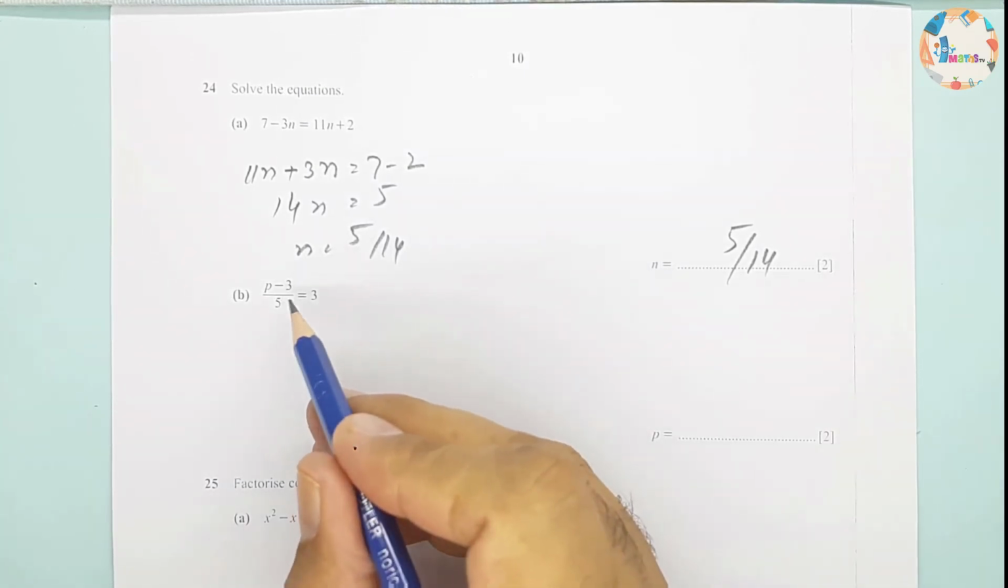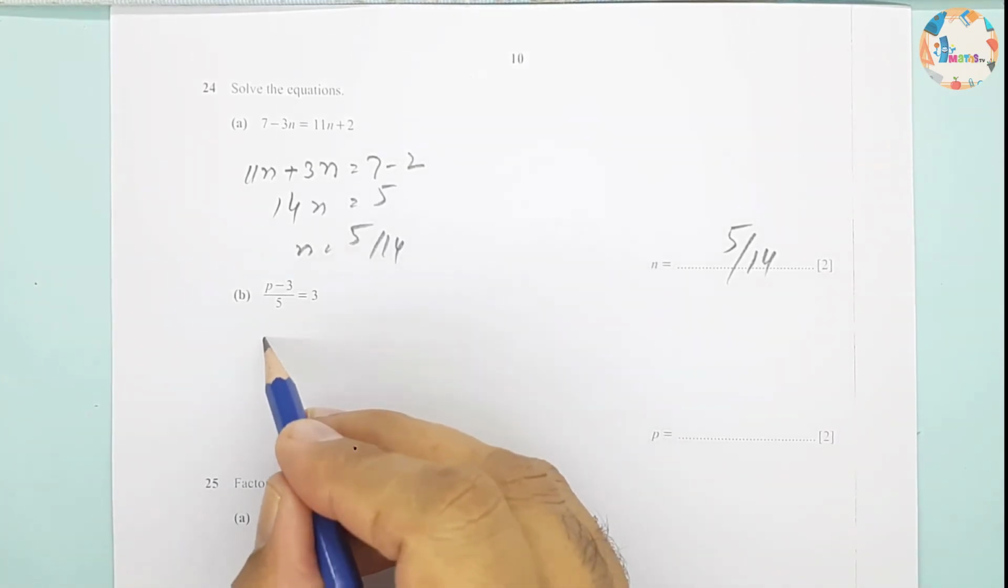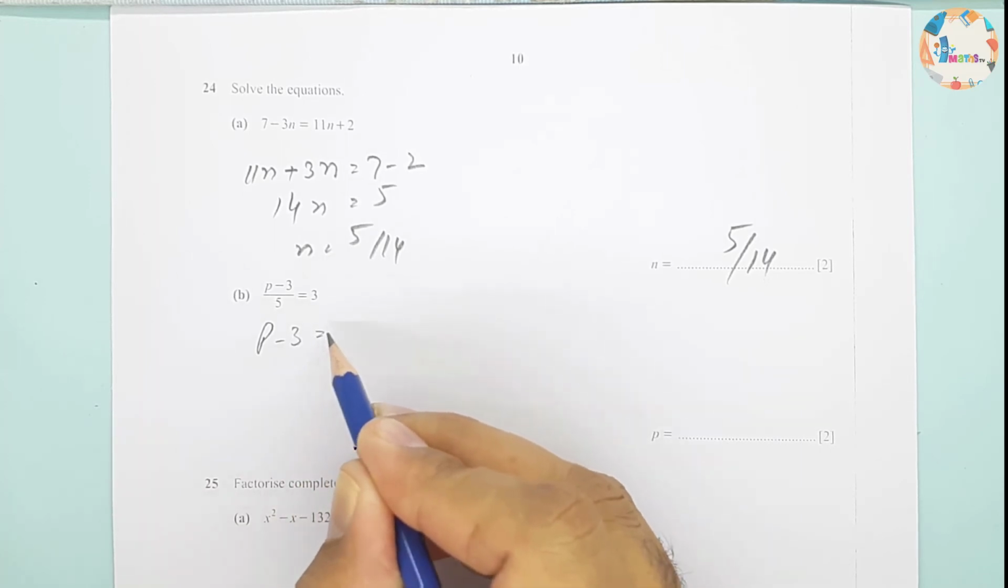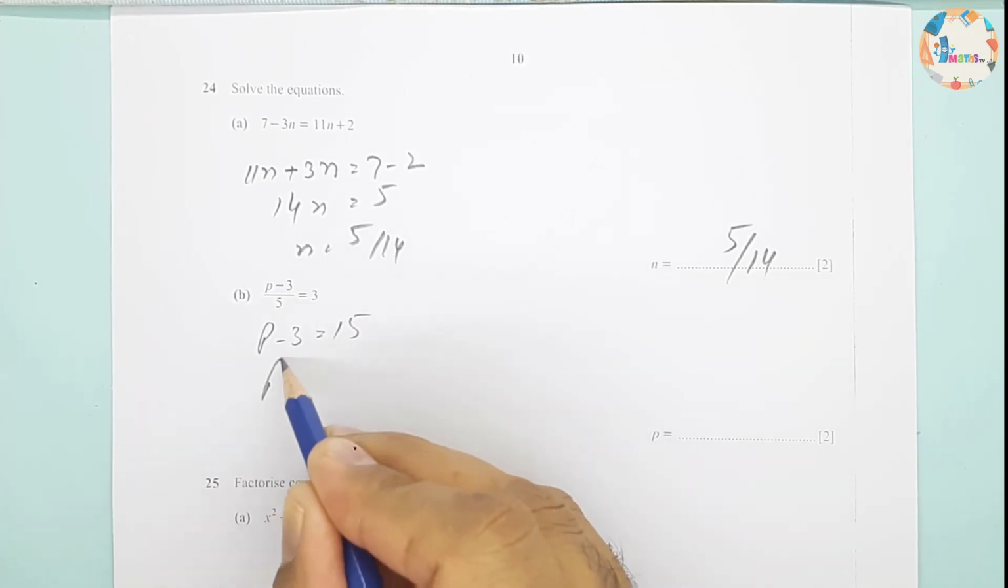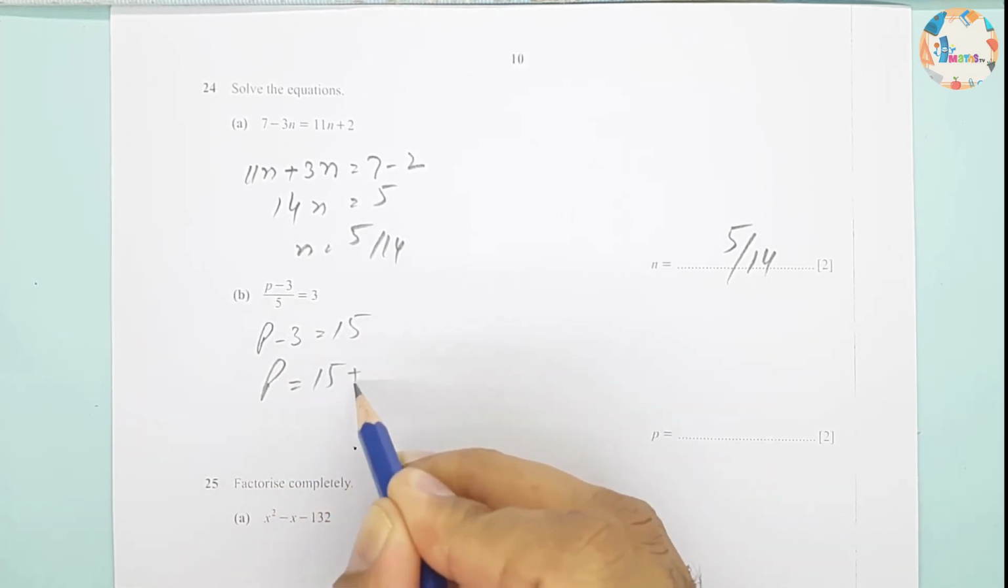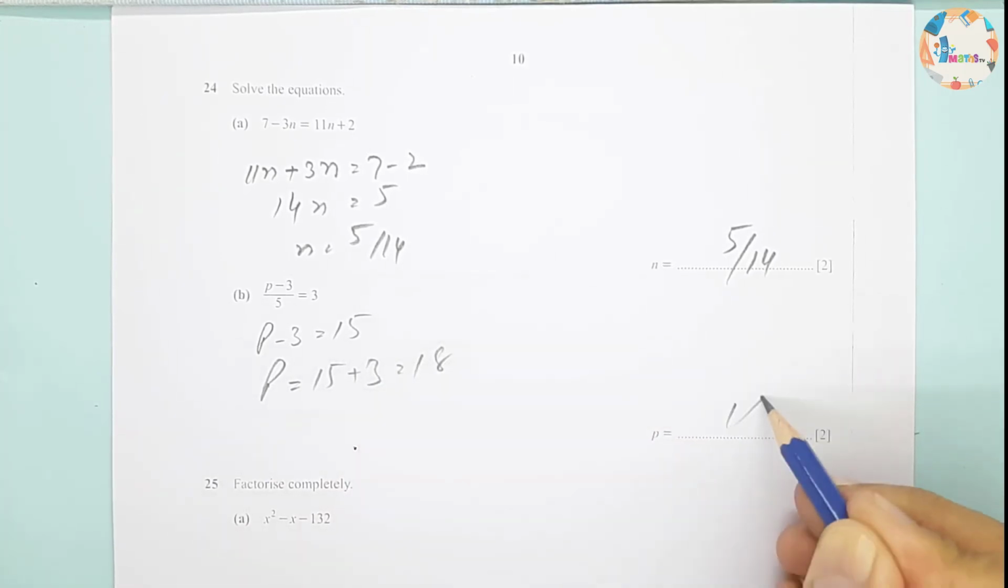For the B part, (p minus 3) over 5 is equal to 3. Cross multiply. So p minus 3 is equal to 15. Send 3 to the other side. So p is equal to 15 plus 3, which is equal to 18. So our answer will be 18.